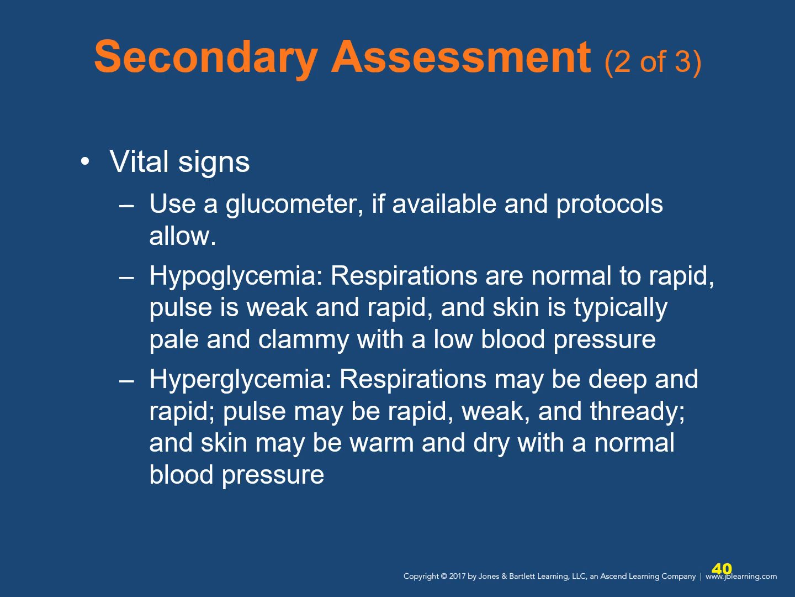Make sure to check vital signs, including blood glucose level. Use a glucometer if available and protocols allow. Overall, you should look at the following. Hypoglycemia: respirations are normal to rapid, pulse is weak and rapid, and skin is typically pale and clammy with a low blood pressure.